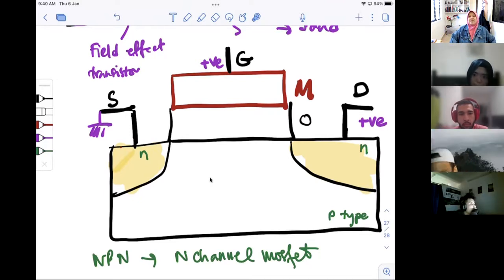I think no. Why no? Because hole repel. Good, very good. So because there's no hole anymore at that region, hole already repelled away. So how are they going to recombine at the channel? No recombination. Okay, Iman.